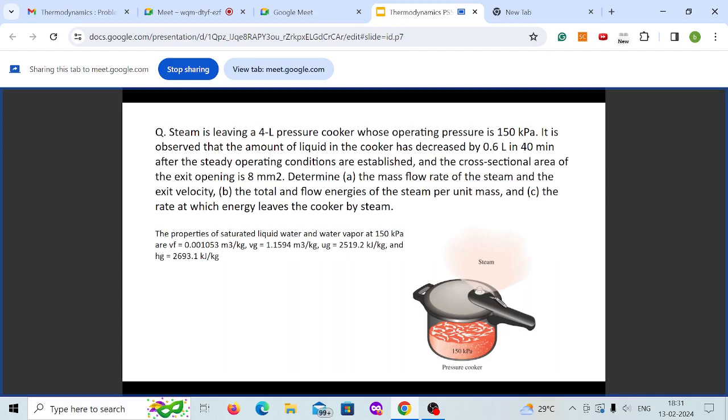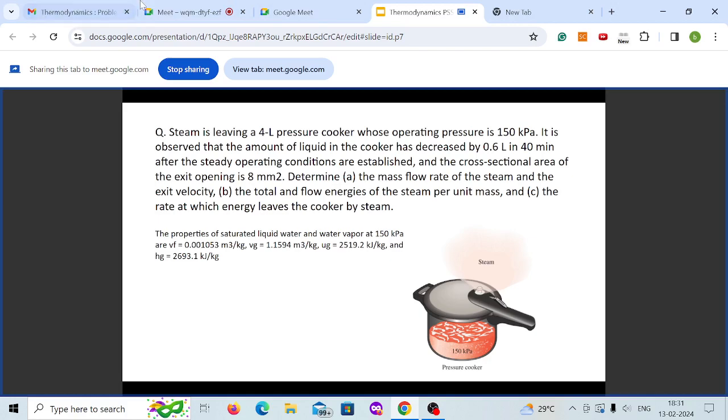So moving on, we have a steam leaving a 4-liter pressure cooker whose operating pressure is 150 kilopascal. It is observed that the amount of liquid in the cooker has decreased by 0.6 liter in 40 minutes.